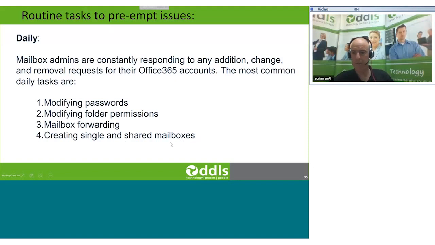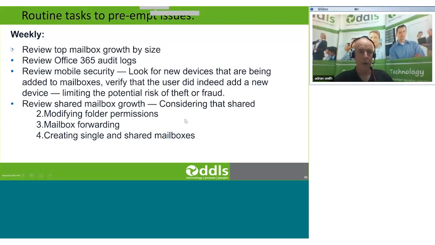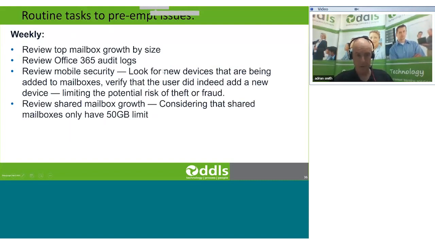So weekly, we need to check maybe growth of mailboxes, check the audit logs, check anyone's registered any new mobile devices, whether they're accessing their mailboxes. I guess it's just this idea of the theft of those devices, maybe. It also says review shared mailboxes. You can't have an archive, I don't believe, on a shared mailbox. So your hard limit is 50 gig on that one, so check that one regularly.